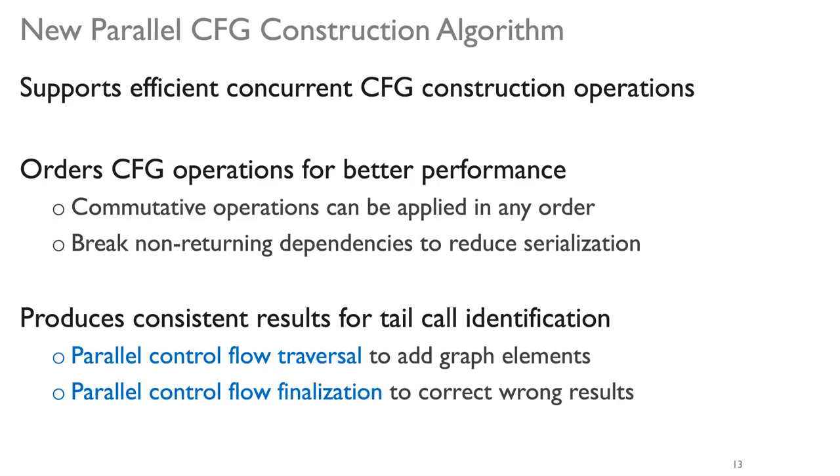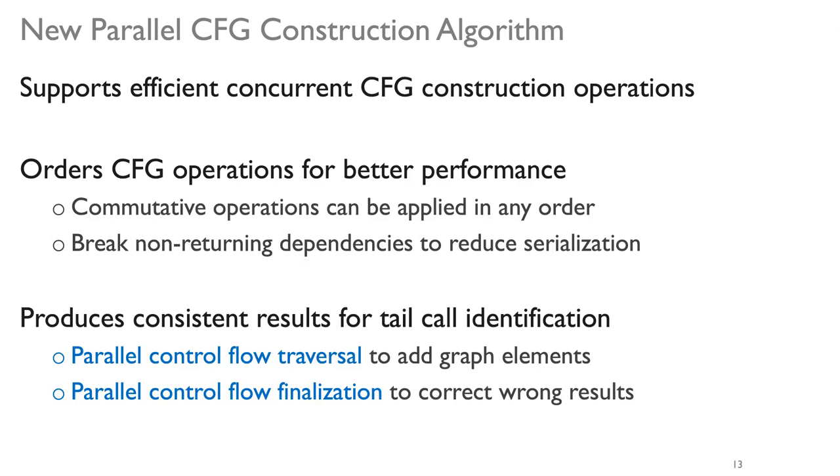We design a new parallel control flow graph construction algorithm to not only speed up CFG construction, but also generate consistent results. Our new algorithm has 3 features. First, it supports efficient concurrent CFG operations. Second, it carefully orders CFG operations for better performance. As we discussed, commutative operations can be applied in any order. We will also try to address the analysis dependencies caused by non-returning functions. Third, our algorithm will produce consistent results for tail call identification.